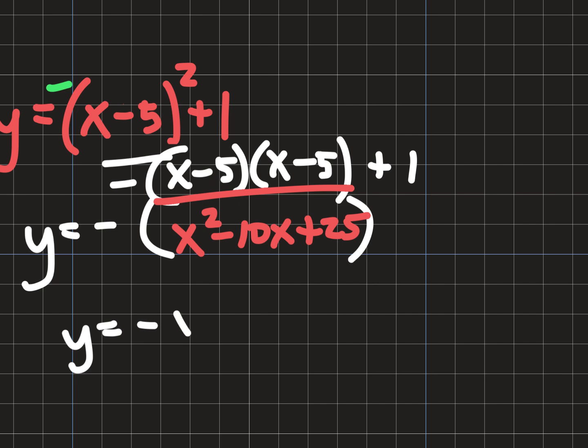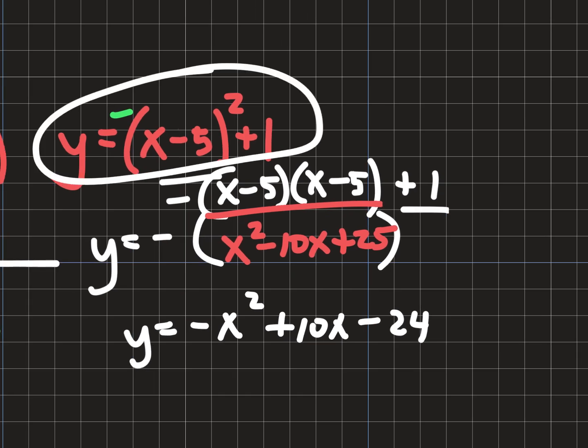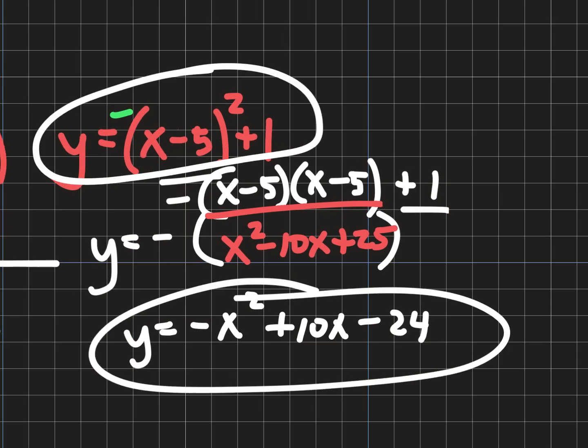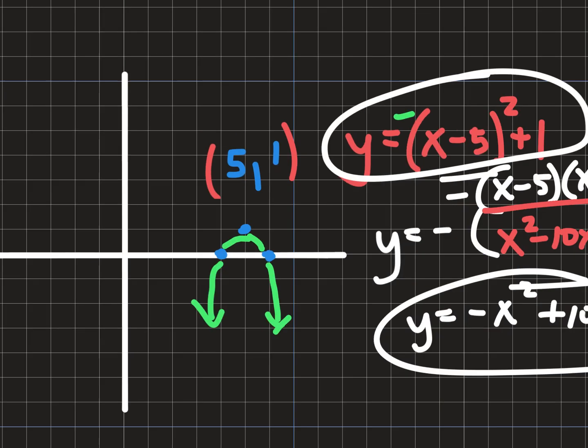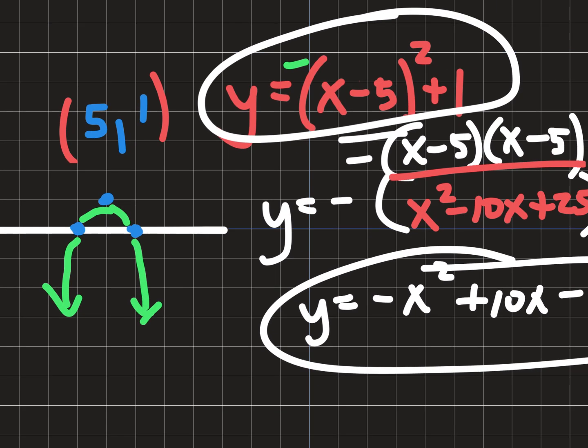Did you catch any mistakes that you made? Negative x squared plus 10x minus, not 25, because we have to add this 1, minus 24. Who had a perfect paper on that one? Okay, awesome. That is called what form? General form. Now, the vertex form was here. What form is missing? Factored. We have enough info. Write the equation for factored form.